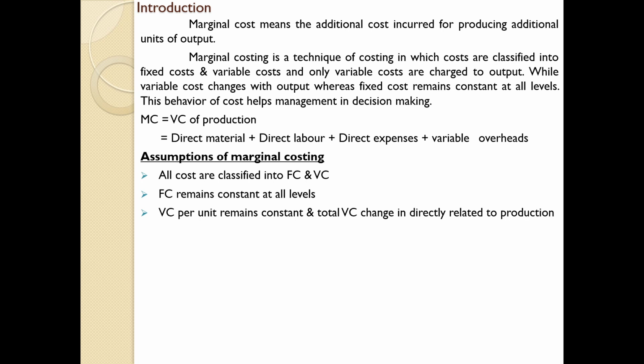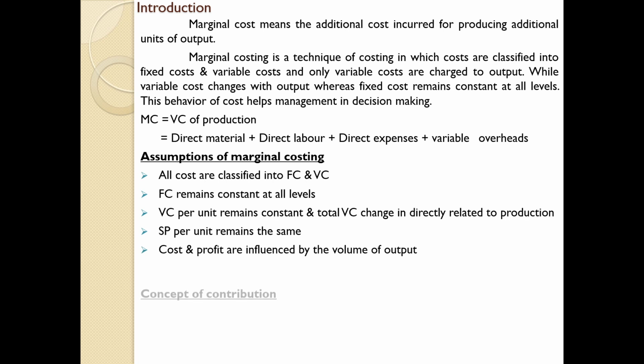That is why we said earlier that variable cost changes with production: variable cost increases when production increases, because variable cost per unit is constant. When the number of units increases, variable cost relating to the units also increases. That is the concept of variable cost. Selling price per unit remains the same, and cost and profit are influenced by the volume of output. These are the basic assumptions of marginal cost.